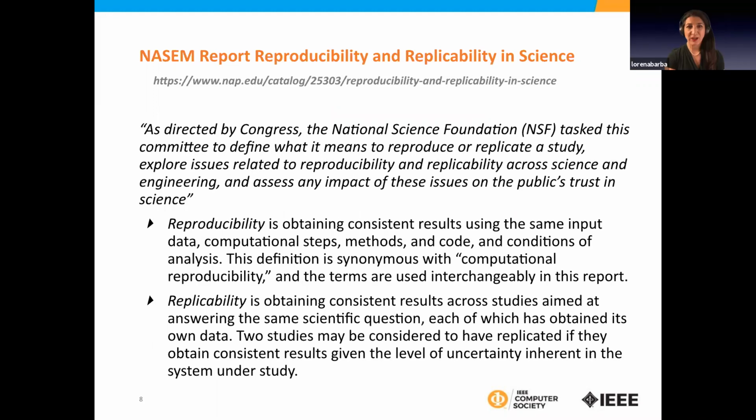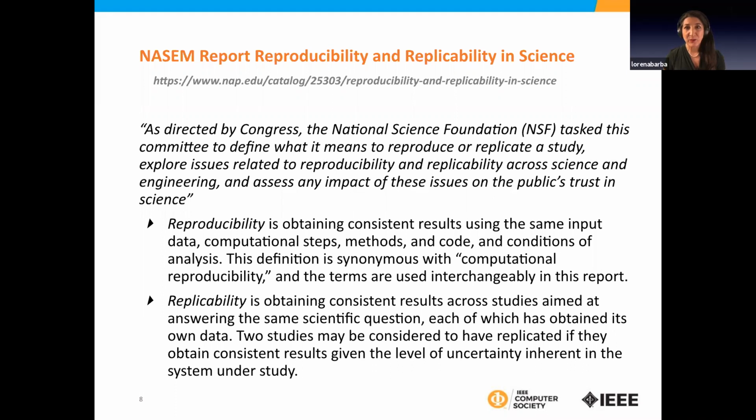Thank you very much, Manish, for that introduction. Like you said, I was a member of this National Academy's study committee that delivered the consensus report, Reproducibility and Replicability in Science. This was the product of a long consensus study with 15 experts, including myself, and sponsored by the National Science Foundation, responding to a congressional decree.